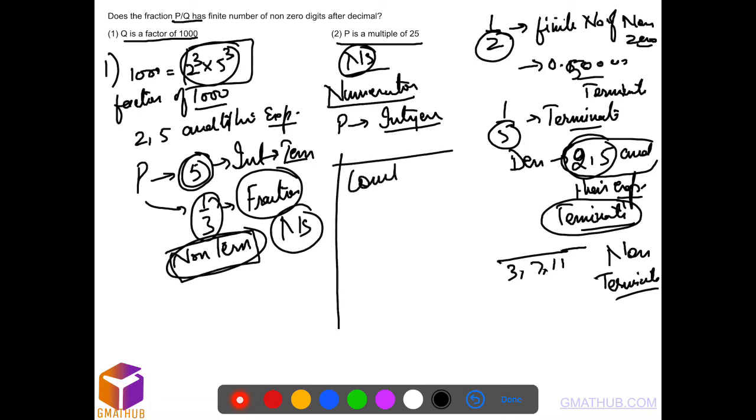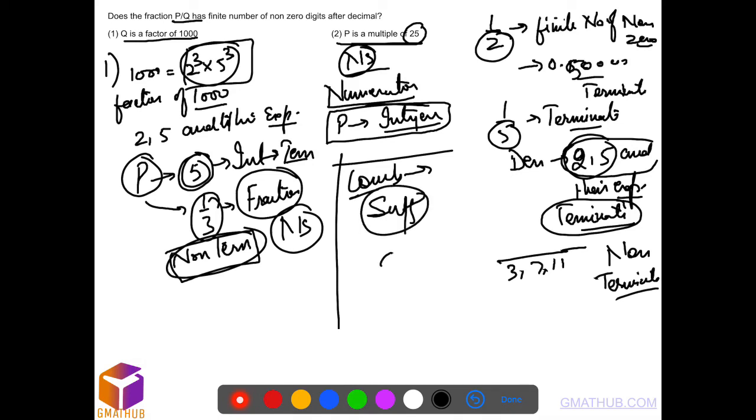Combine the two. The problem in the first was whether P is an integer or not. That is taken care of by the second statement. A multiple of 25, a multiple of any integer, means it has to be some integer. So that is sufficient. C is your answer.